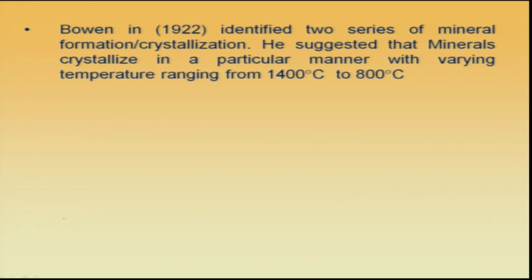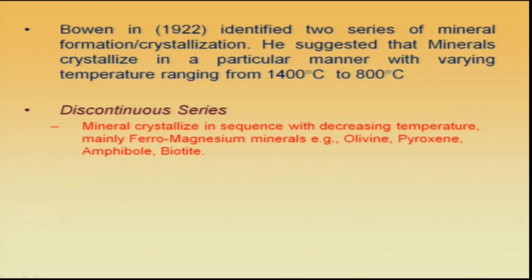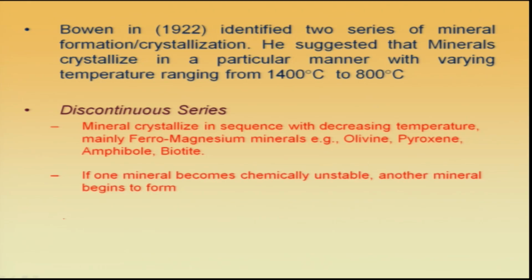Now, in 1922, Bowen identified two series of mineral formation, or the process of crystallization of the minerals. He suggested that the minerals crystallize in a particular manner with a varying temperature ranging from 1400 degrees to 800 degrees. When the magma comes out, it is extremely hot and it slowly cools down. In this process of cooling, different minerals will crystallize and different crystal forms will be seen. He identified and suggested two series. One is the discontinuous series, where minerals crystallize in sequence with decreasing temperature, mainly ferromagnesium minerals, for example olivine, pyroxene, amphibole and biotite. If one mineral becomes chemically unstable, another mineral begins to form, and that continues through the cooling process.